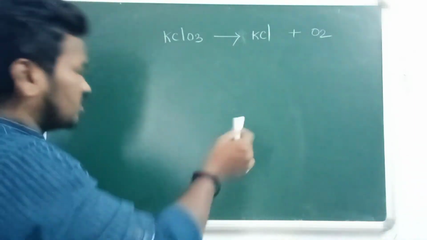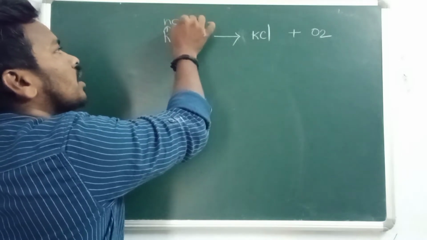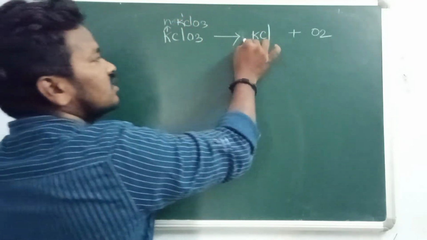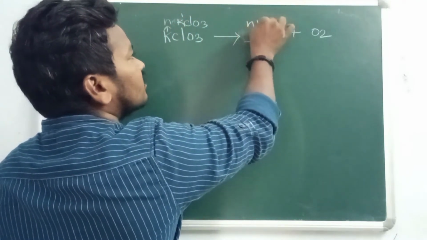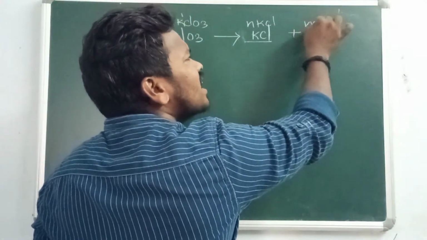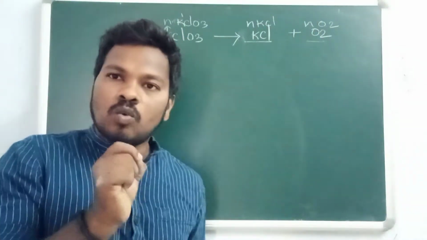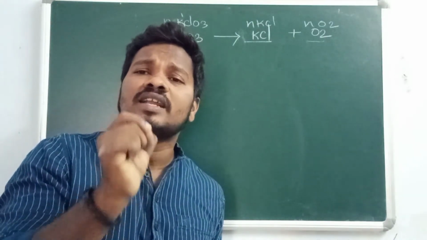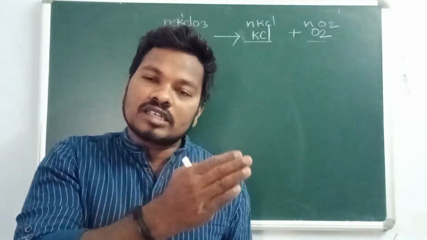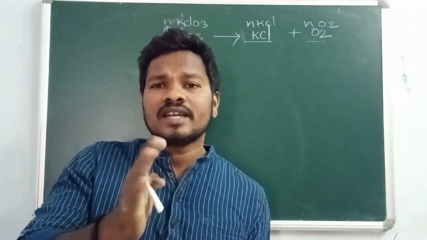Now you can see, for example, I am taking KClO3 as N moles. This KCl also I am taking as N moles of KCl. Oxygen also I am taking as N moles. Now I said that we will apply POAC on each and every atom on the reactant and product side. We have already learned atoms are conserved, which means the number of moles is also conserved on both the reactant side and product side.